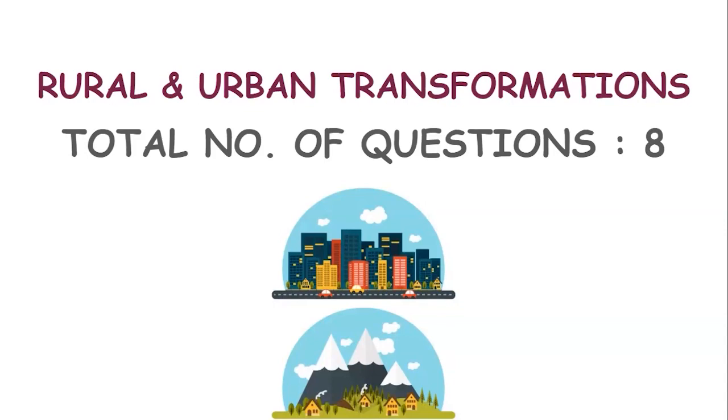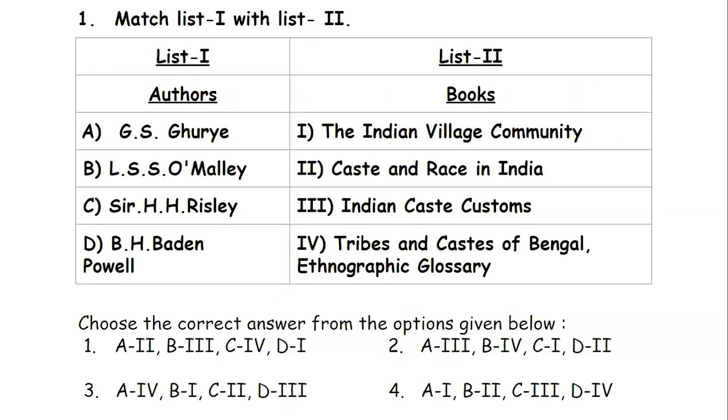Now let's move on to the first question, which is a match the following. The question is: match list 1 with list 2. List 1 is of the names of some authors and list 2 is of some names of books. I think you are familiar with these names because some of them are quite famous sociologists, and I hope you are familiar with some of the names of these books. Some are really famous in this field. Let me read it out to you.